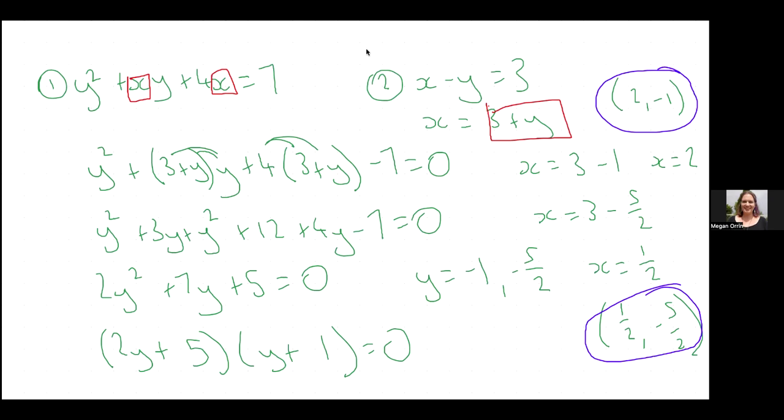I mean, the elimination method is going to make your life very difficult and does not always work. So it's much easier just to use this one. Sometimes it could be appropriate, but generally speaking, no.